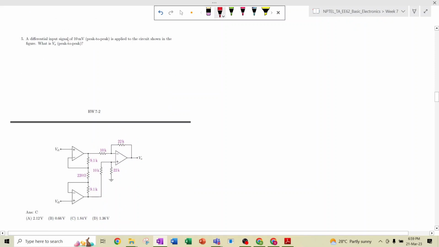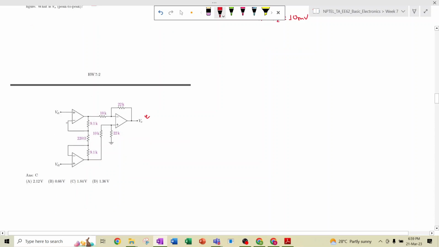A differential input signal of 10 millivolt peak to peak. That means a differential input signal, that means this Vi1 minus Vi2 is equal to 10 millivolt. This 10 millivolt differential input signal is applied to the circuit shown in the figure. So what is the value of V0 peak to peak? Okay. So how can we determine? Vi1 minus Vi2 is 10 millivolt. So basically how do we apply this?